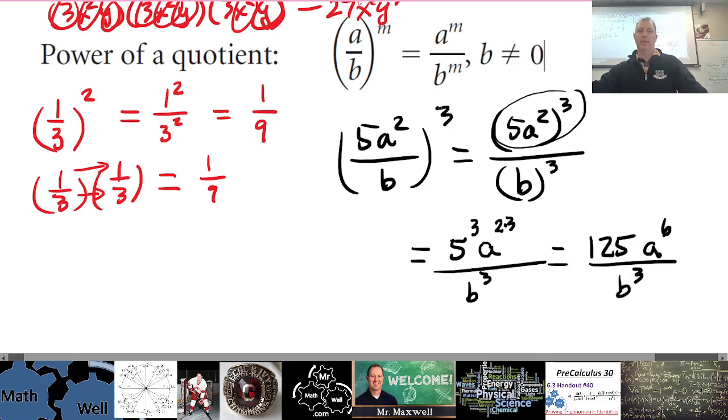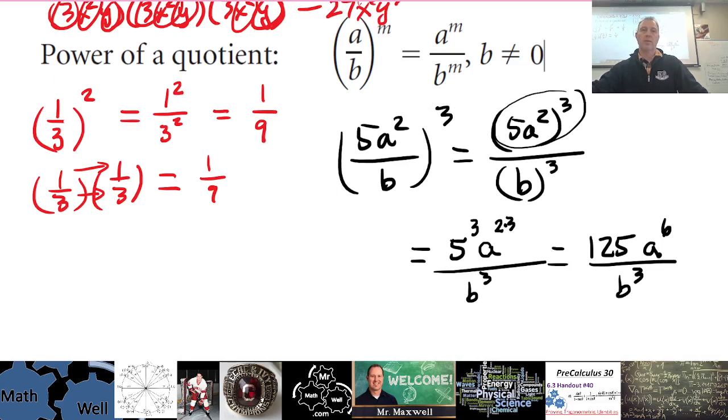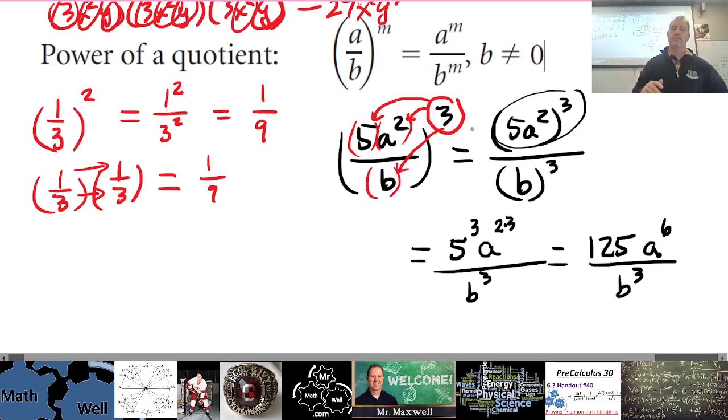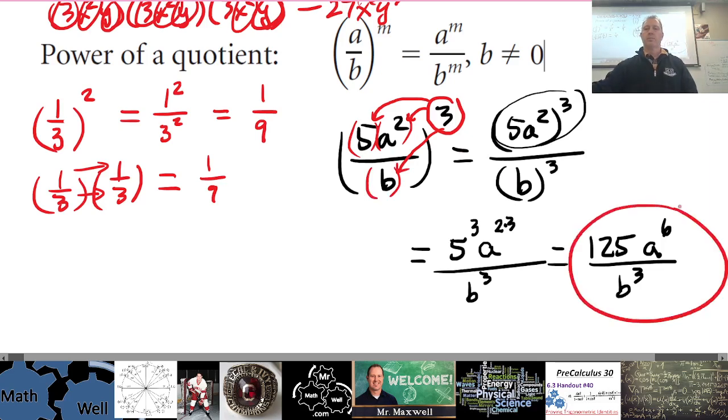125. See? Putting these two together, this 3, oops, let me change colors there for you. This 3 applies to the 5 and to the a squared separately, and it applies to each factor in the denominator as well. So that's kind of putting both rules together. Is that tough? You got that?